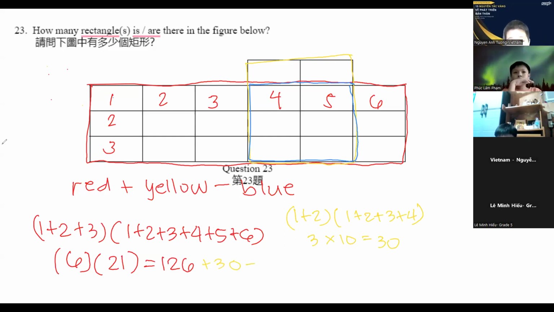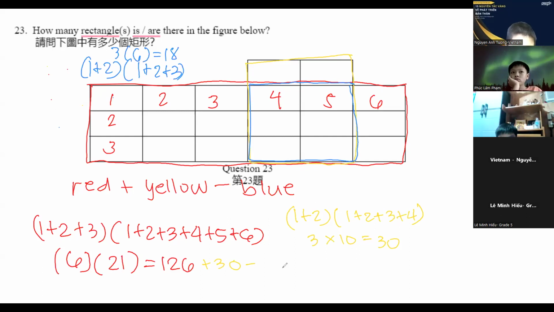And then minus blue. So blue is a 2 by 3. That is 1 plus 2 times 1 plus 2 plus 3, or 3 times 6, or 18. When you add them together, 30 minus 18 is 12. 126 plus 12 is 138. I think the majority also answered 138. Very good.